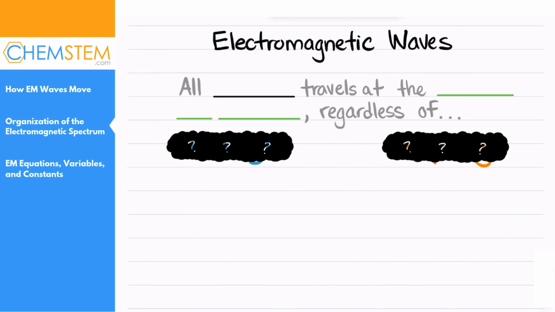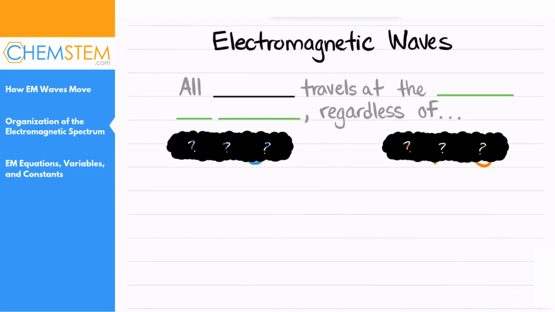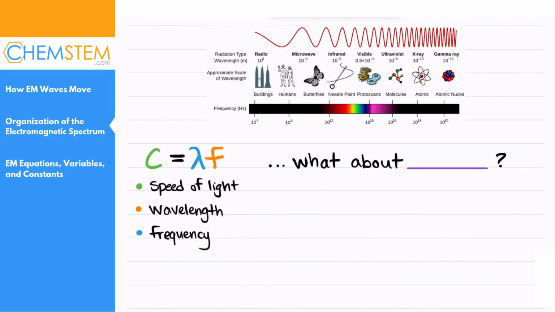Now, there are some big ideas here that you should understand. Notice how there are different wavelengths, and therefore there are different frequencies. But no matter what, all of those forms of light travel at the speed of light. And that is a fixed value, which we call a constant. So regardless of the wavelength and regardless of the frequency, all of these forms of light travel at c.